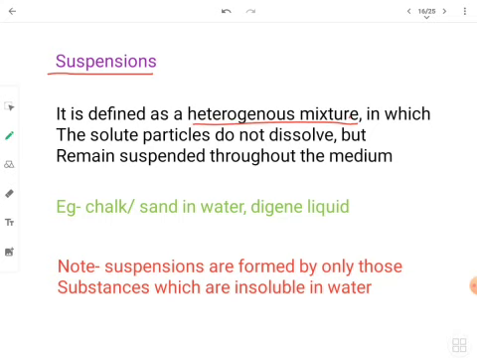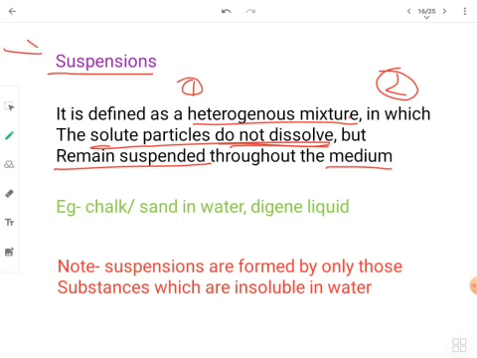This is your first point. That means you have to check whether it is heterogeneous or homogeneous, in which the solute particles do not dissolve but remain suspended throughout. This is your second and most important point. This means that whatever solute you added to dissolve does not dissolve, but remains suspended there, moving around in the middle, floating throughout the medium. So such types of mixtures are known as suspensions.